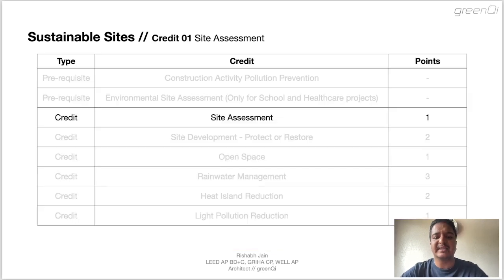Moving on to the first credit in the category, which is site assessment. We are skipping the prerequisite of environmental site assessment for now, as it is only required for healthcare and school projects.